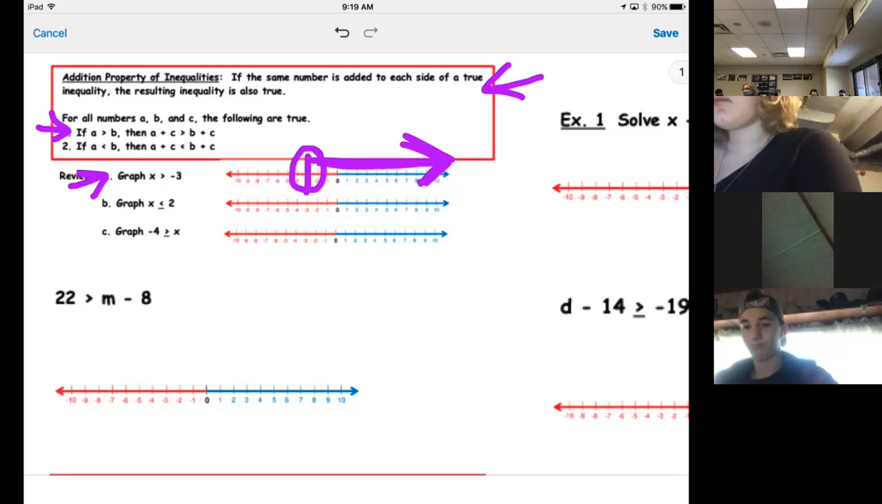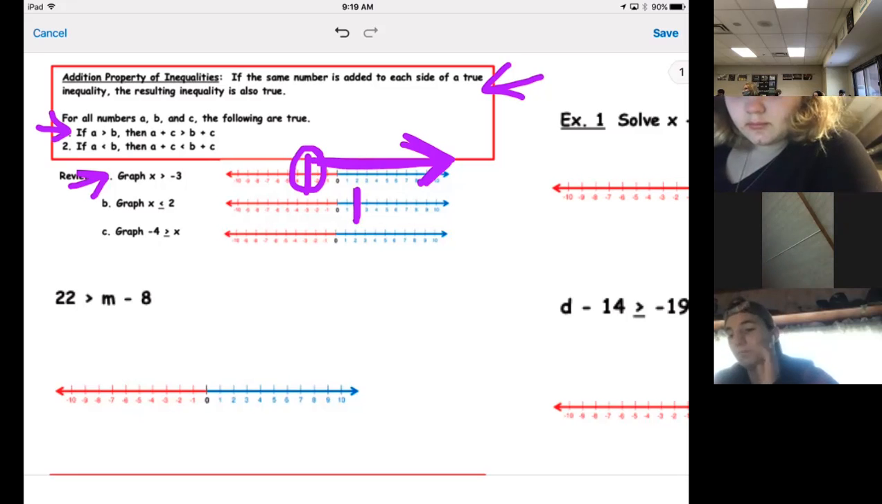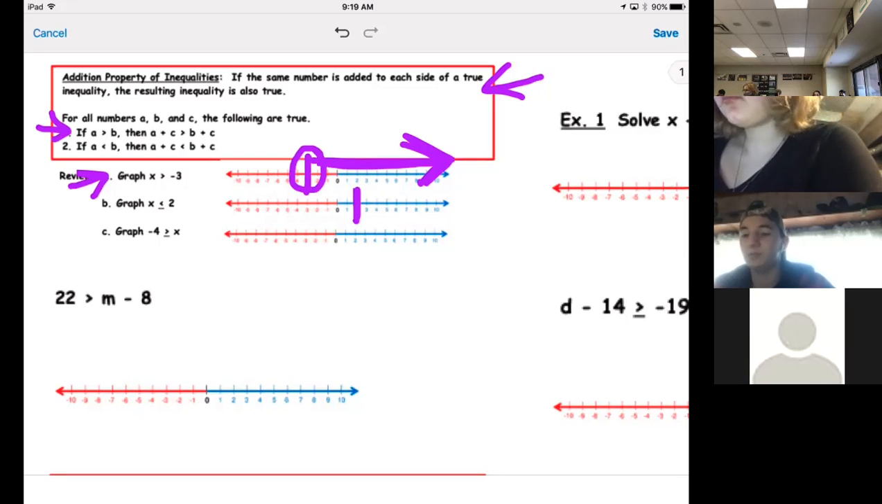All right, letter B says x is less than or equal to 2. Okay, so what's my cutoff number? 2. So I'm going to do this. Now, are my solutions going to go to the left or to the right? So if I plugged 1 in, is that a solution? Is 1 less than or equal to 2? Yes. Is 3 less than or equal to 2? No. So I'm not going towards 3, I'm going towards 1.